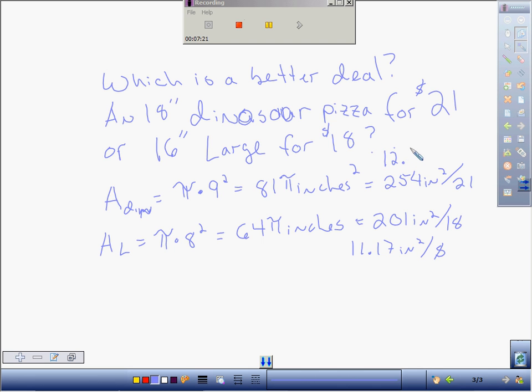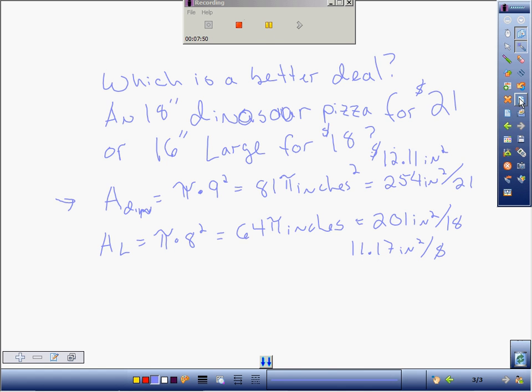12.1? Yeah, it's really 11.12.11 inches squared per dollar. And the other thing is, I like to bring leftover pieces for lunch. So you should get the dinosaur if you want to get more inches per dollar. So that's good. And that's not always the case.